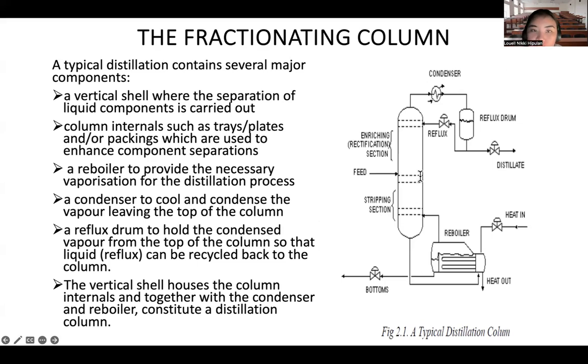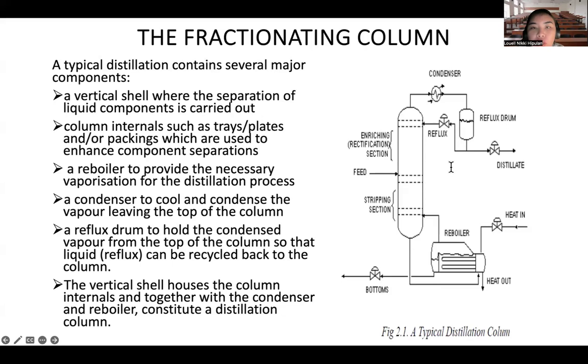These are installed inside your column to increase the contact surface between the vapor rising through the column and the liquid that is descending. This contact helps achieve equilibrium stages where the vapor and liquid phases exchange constituents, which enhances your separation efficiency. Another key component is the reboiler, positioned at the base of your column. The reboiler provides the heat to vaporize the bottom liquids. The vapor generated here ascends through your column, which facilitates the separation process.